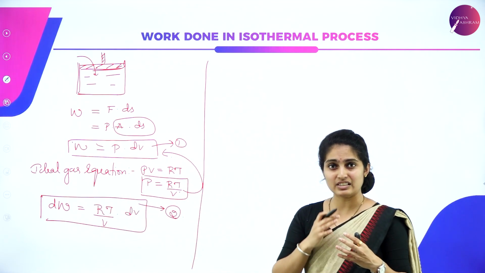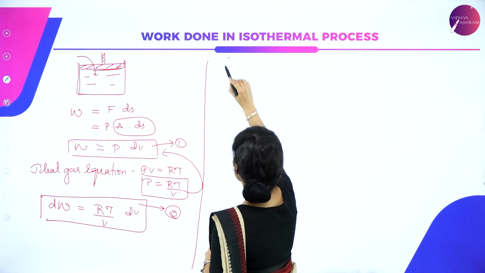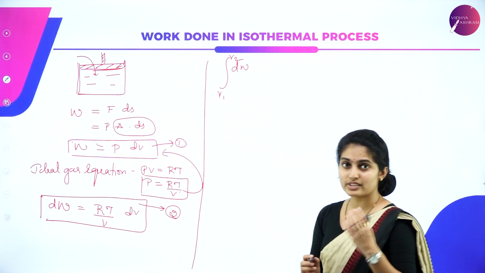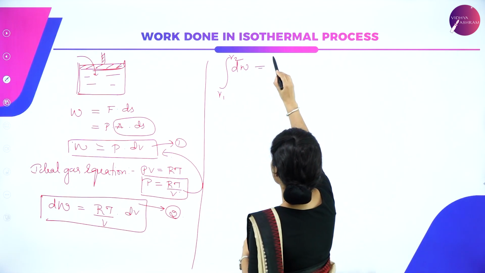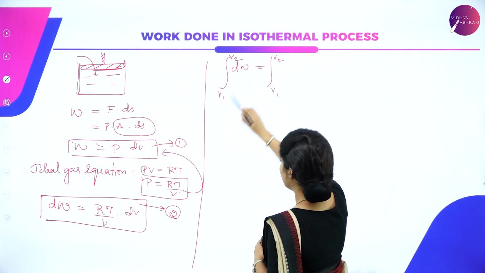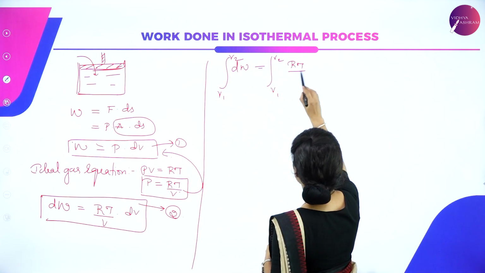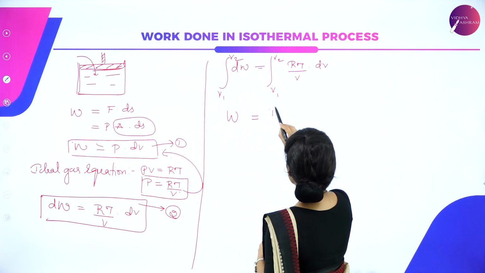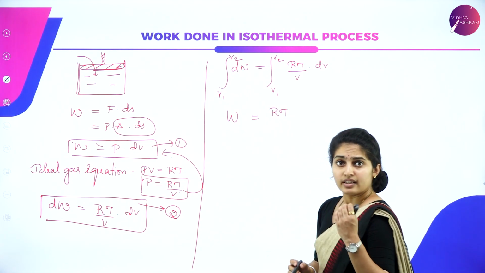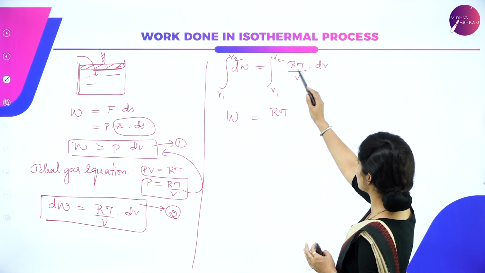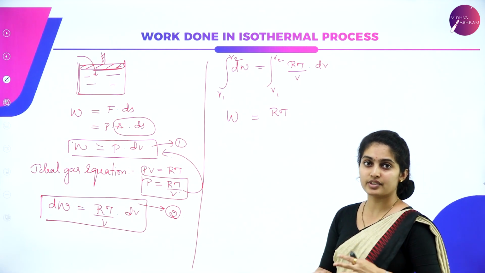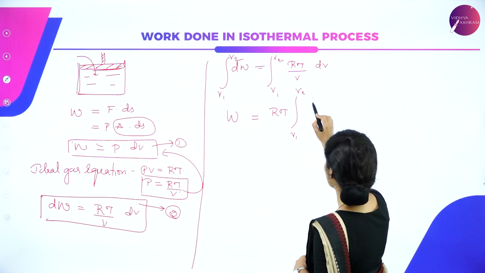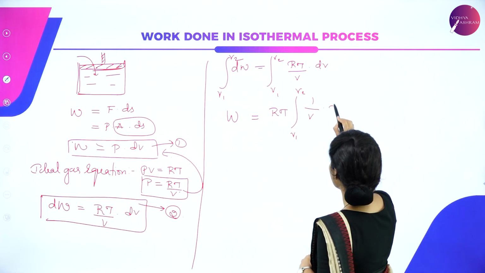Suppose we want to consider the complete work, then we will have to integrate from volume V1 to V2. We integrate the changes taking place in the work done. So W is equal to the integration from V1 to V2 of RT divided by V into dV. R and T are constant terms because we are checking with respect to an isothermal process. Temperature is constant and R is the universal gas constant. We have to go on only with V1 and V2 limits and the integral of 1 by V dV.